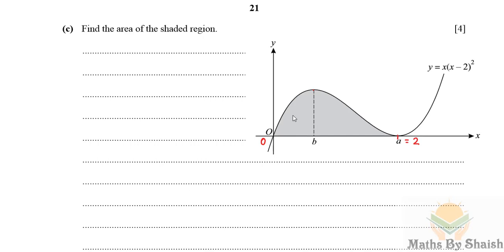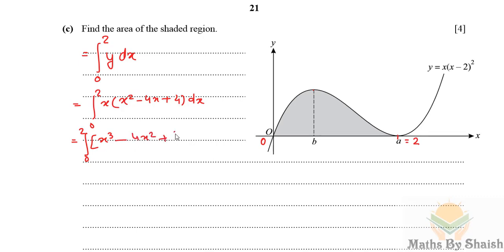So area under the curve, the area of the shaded region, means area under the curve from 0 to 2. So the area is going to be the integration of y with respect to x, from 0 to 2. We will expand it: x into (x minus 2) whole square is x square minus 4x plus 4 dx, from 0 to 2.